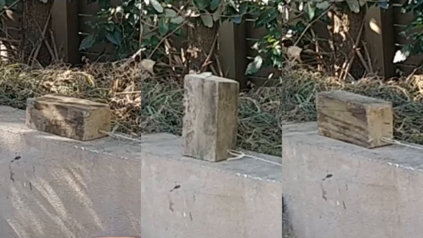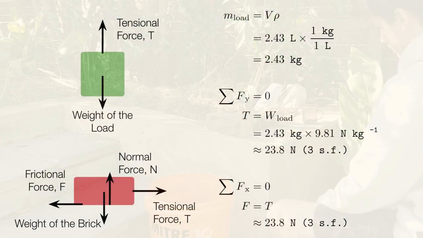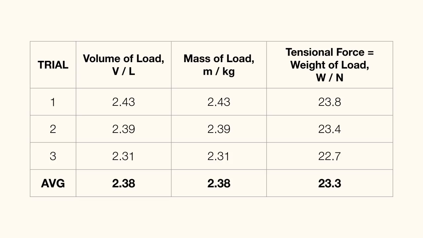Then we investigate if changing the orientation of the brick affects the critical threshold value for static friction. This allows us to find out if changing the amount of surface area would have an effect on the amount of frictional force. On the first trial, the brick moves when we have about 2.43 liters of water. This is equal to 23.3 newtons of force acting on the brick. We repeat this 2 more times for consistency and average the results.